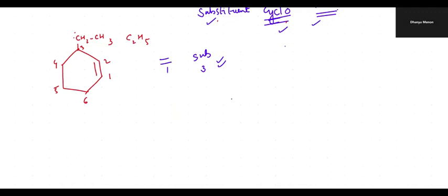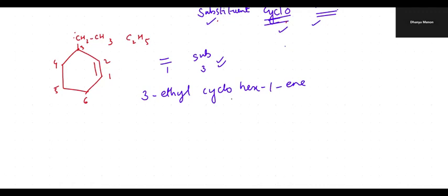Now, how will you name it? Substituent first, 3-ethyl, then primary prefix cyclo, root word hex, 1-ene. You can just write hexene also, no problem, but it is better to mention the position.